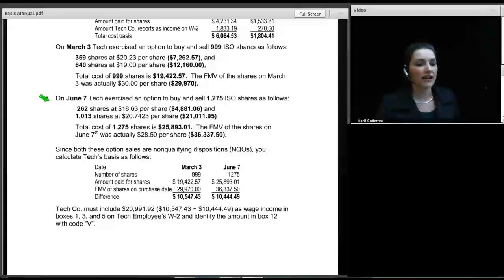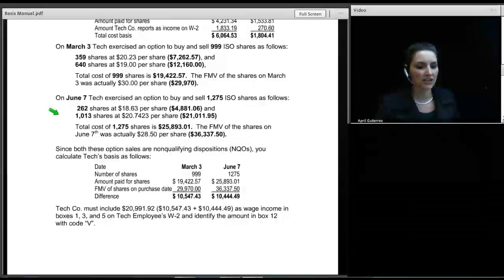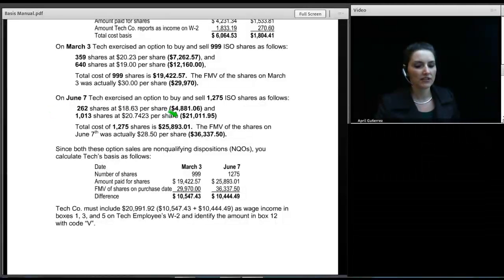On June 7, Tech exercised an option to buy and sell 1,275 ISO shares as follows. 262 shares at $18.63 per share, or $4,881, and then another 1,013 shares at $20 per share for a cost of $21,000. So he gets a total cost in those 1,275 shares of $25,000. But the fair market value is actually $36,337.